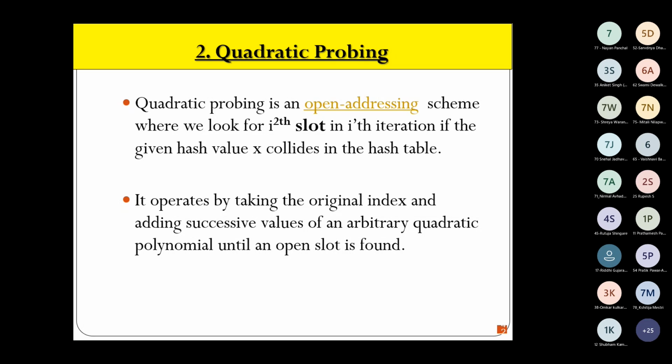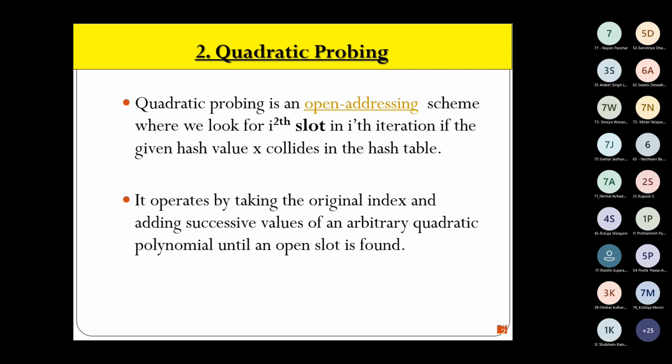If there is a collision in the ith iteration, at the current hash function, then we will take the value of i squared, where i goes from 1 to n. So one squared location after the current home address will be checked whether it is empty. If yes, then the element will be placed at that location. If not, then 2 squared will be taken, then 3 squared, then 4 squared, and so on until we get a free location. This is how quadratic probing works.